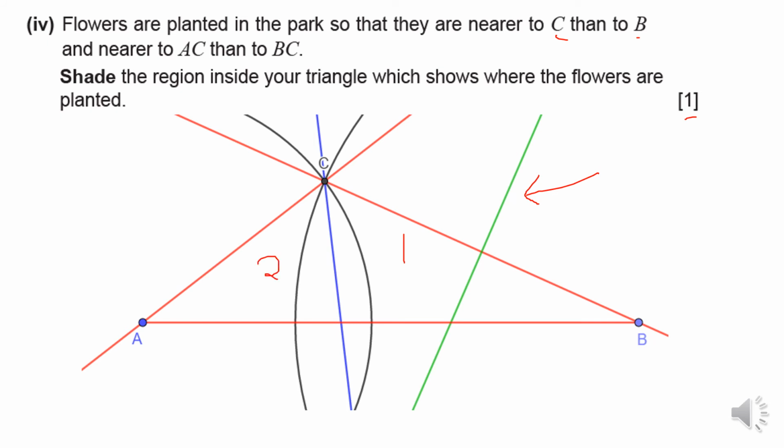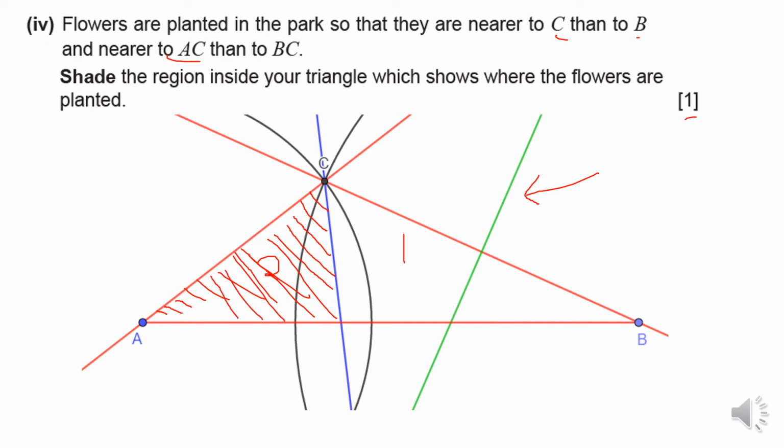Because anything here is nearer to C than to B. But then it's not done. It says nearer to AC than BC. And because it says AC, I know my shading must take place on AC. All right, so the region that will be shaded is this particular region, and this blue line, the angle bisector, is acting as the border. So this is where the flowers need to be planted.